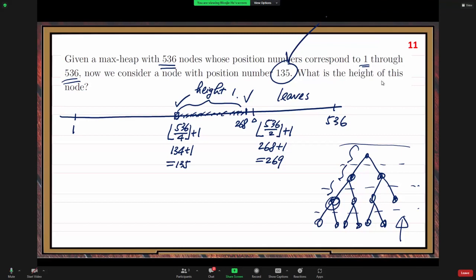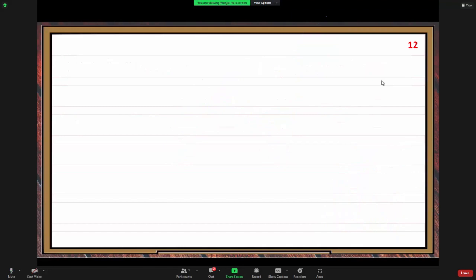Now those students who count from the top, that's wrong. That's wrong. All right. Last question. You'll still have a few seconds. Last question. 4 seconds. Last one.